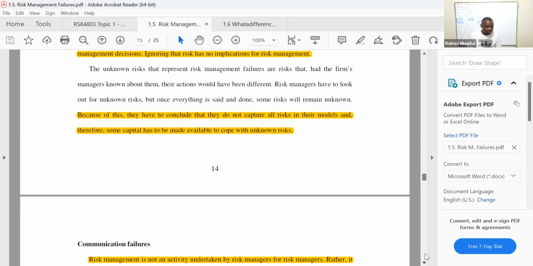And remember, that's why you see, especially in the case of banks, there is always an incentive for them to leave out as much capital as possible, because the higher the amount of capital they leave within the bank as a cushion, the more they are going to be able to cater for the unknown risks as well.